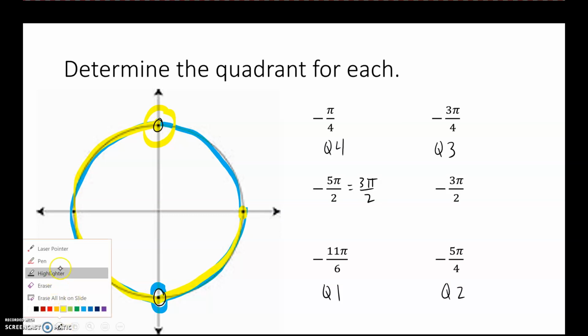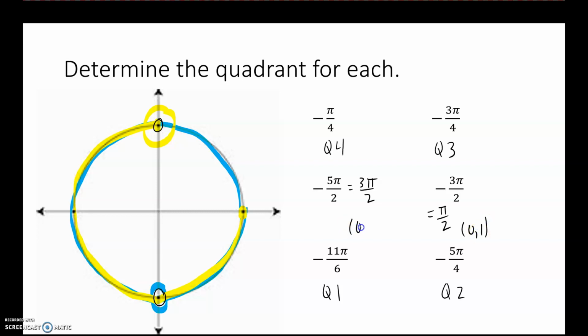Well, if I'm talking about the values, well then let me write it in terms of an angle measure I know. So negative 3 pi over 2 is at the same spot as pi over 2. Then from here, these have ordered pairs that will tell me whether the sine or cosine function is positive or negative.